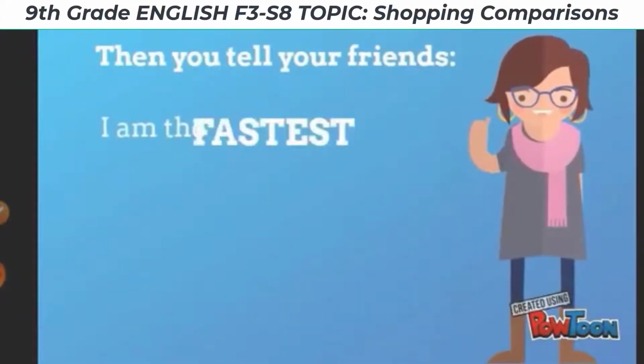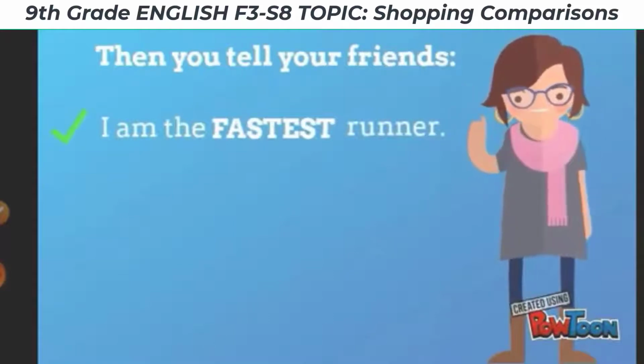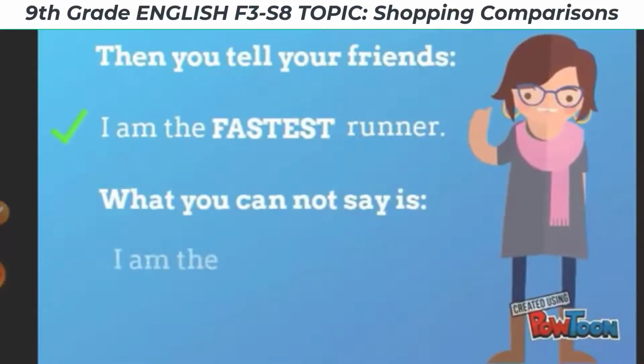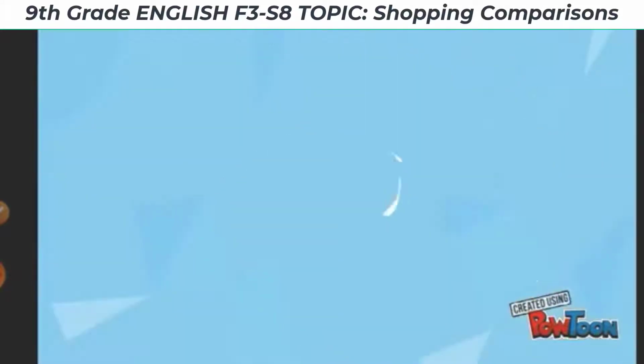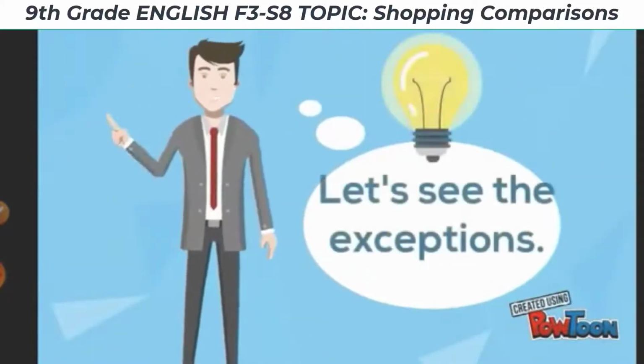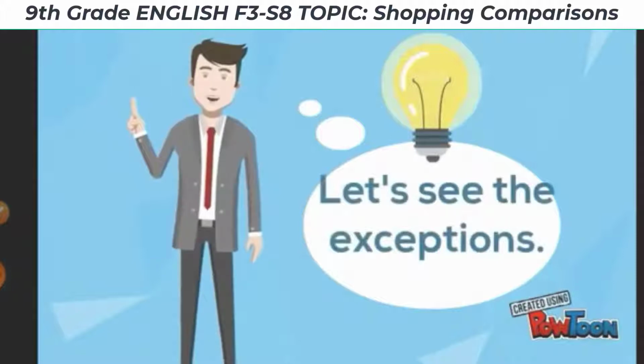Then you tell your friends, I am the fastest runner, which is correct. What you cannot say is, I am the most fast runner. This is not right. Now, we're almost done, so let's see the exceptions.